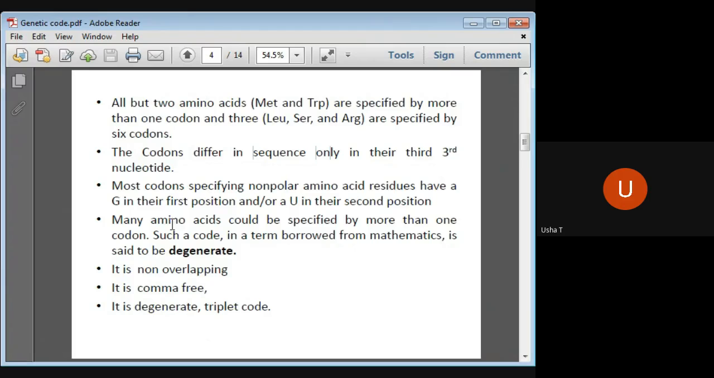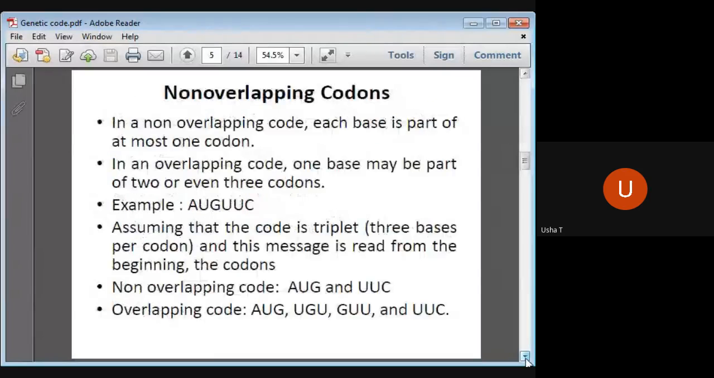It is non-overlapping, it's comma-free, and since it contains three bases, it is called a triplet code. So now we'll see why it is called non-overlapping, or what non-overlapping means. It's a non-overlapping code: each base is a part of at most one codon.